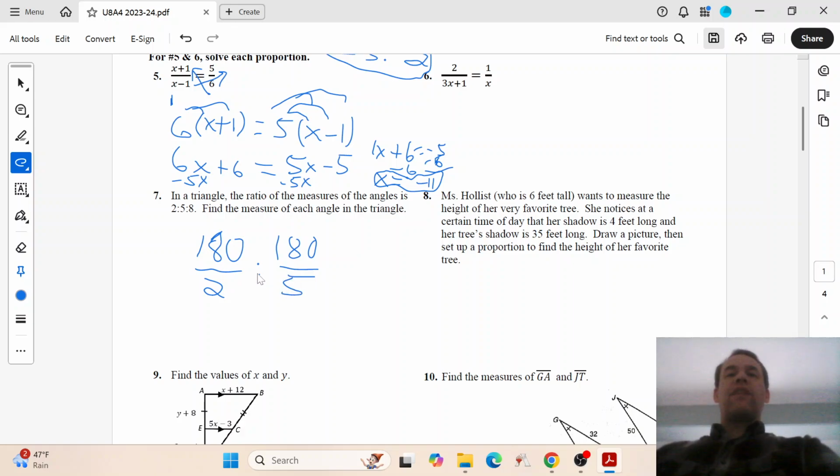So 180 divided by 2, 180 divided by 5. This is just the first thought that comes to my mind. Let's see if we're right. I think we are. And then 180 divided by 8, which is going to be a lot smaller angle. So 180 divided by 2, of course, is a 90-degree right angle, right triangle. Not surprised there. And then what's 180 divided by 5?